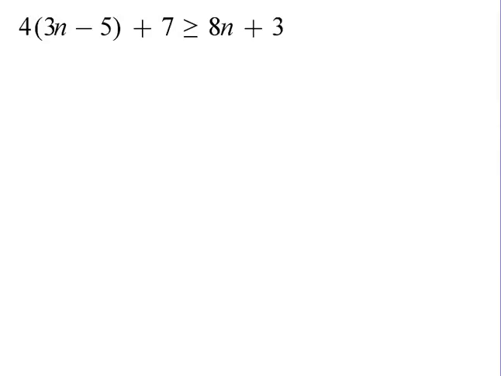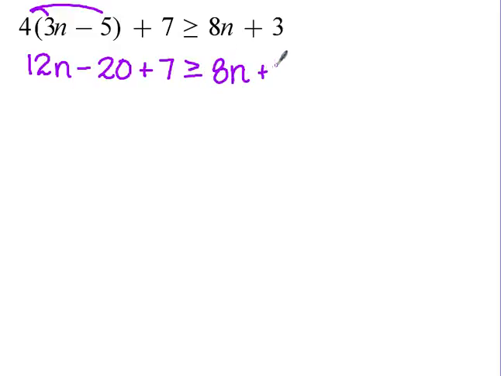Distribute. Yeah. Okay. What will that give me? 12n minus 20, okay, very good, plus 7 is greater than 8n plus 3. Nice job.